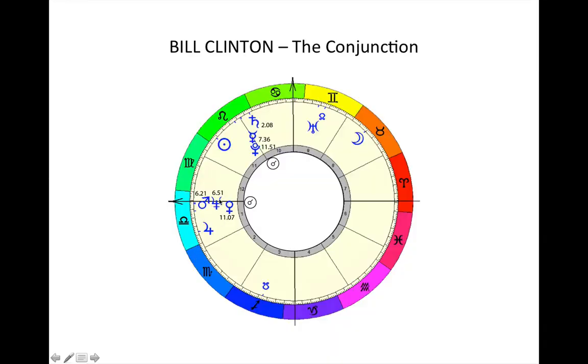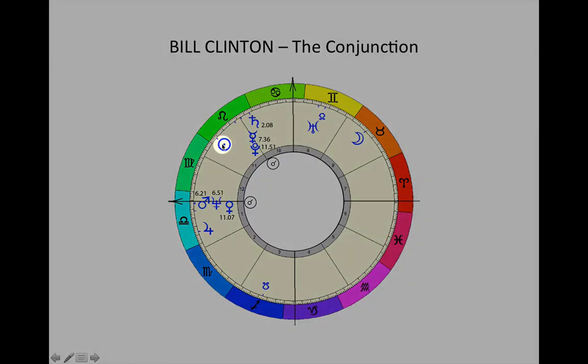So how do you tell whether the planets are close enough to each other to be considered an aspect? You do that by considering the orb. And the orb is the difference in the degrees between the planets. And if it's too large an area, then they would not be in conjunction. So looking at Bill Clinton's horoscope, for example, you can see that the Sun is quite a long way from Pluto here, and that actually wouldn't be considered a conjunction. It's just too far away.